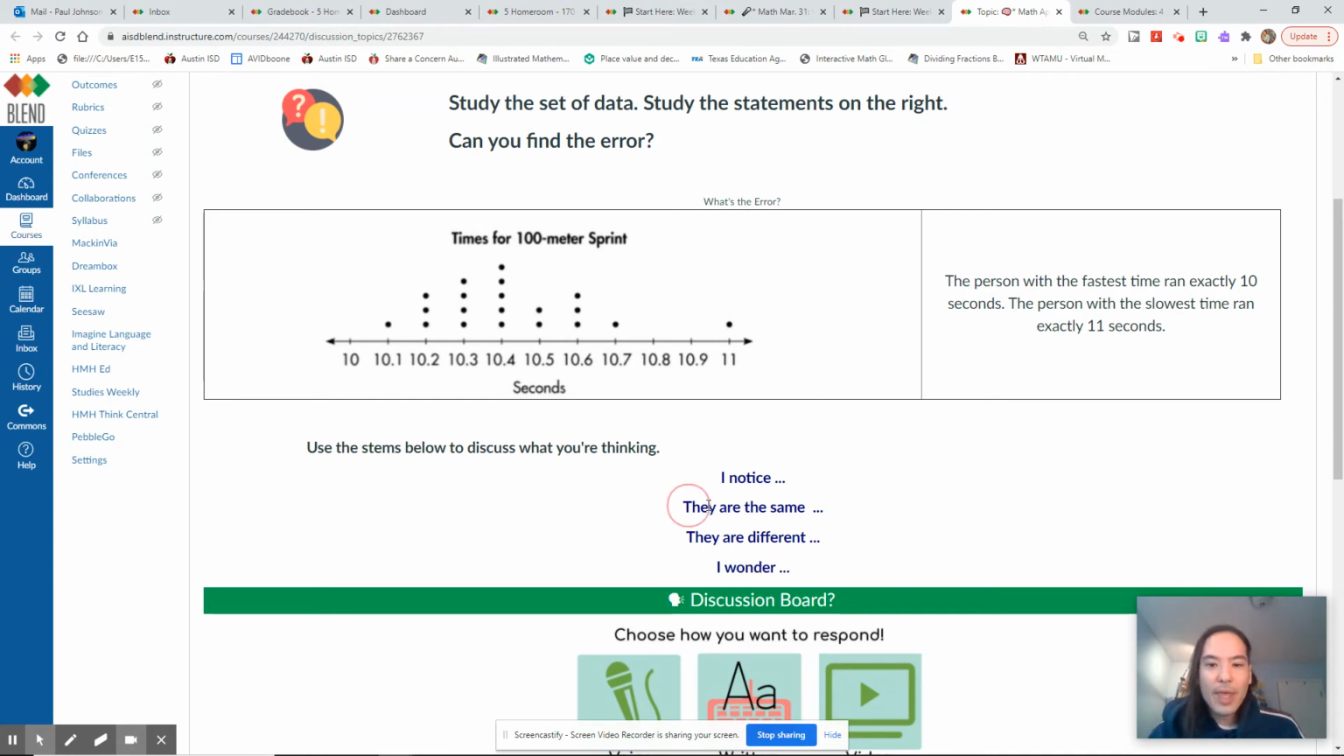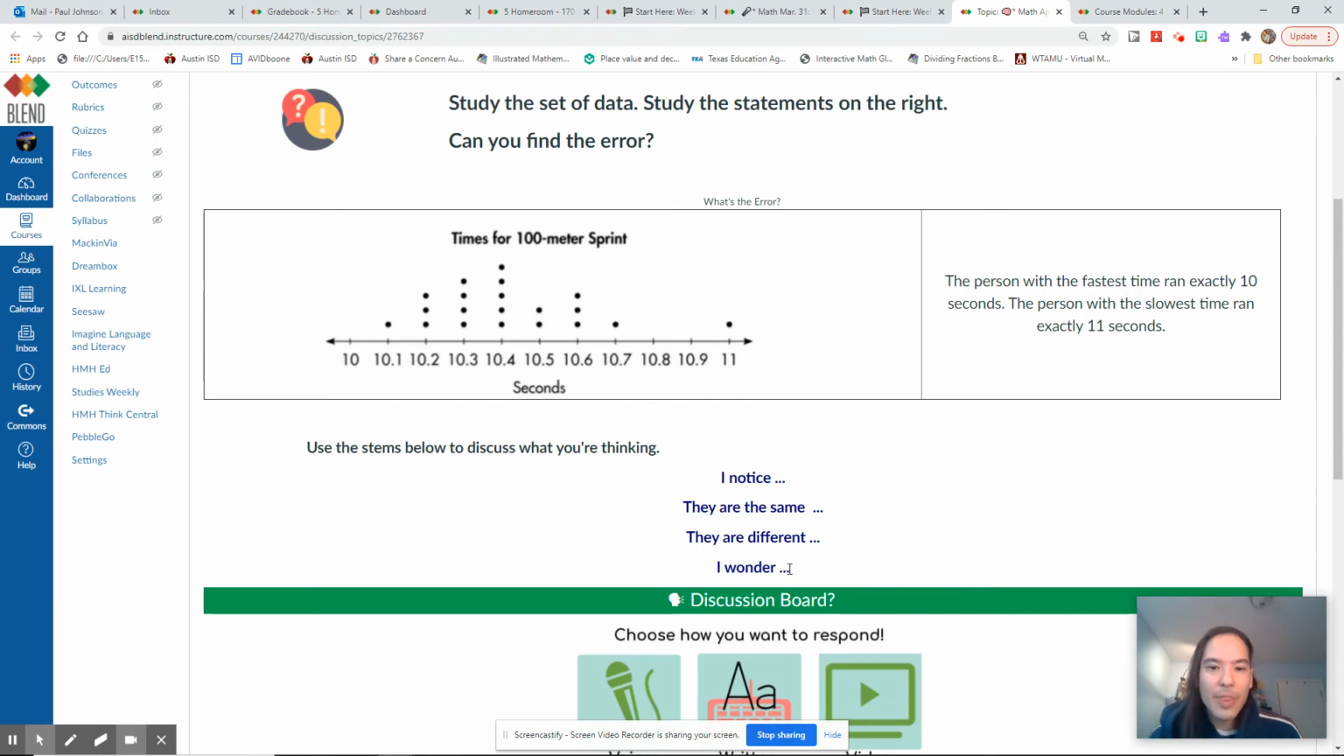All right. So they are the same. Almost all of the data matches. They are the same because the person with the slowest time did run 11 seconds. They're definitely the same because the person with the slowest time ran exactly 11 seconds. That does match with our data over here. They are different. They are different because the person with the fastest time ran 10 and 1/10 seconds on our dot plot. The person with the fastest time ran exactly 10 seconds in our words. So this does not match this statement. This lack of a dot means that nobody finished in exactly 10 seconds.